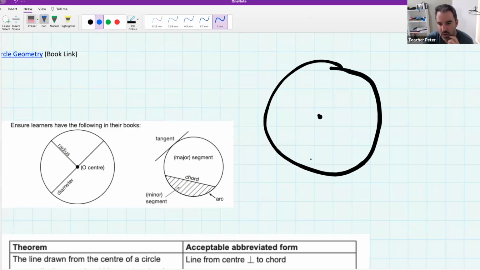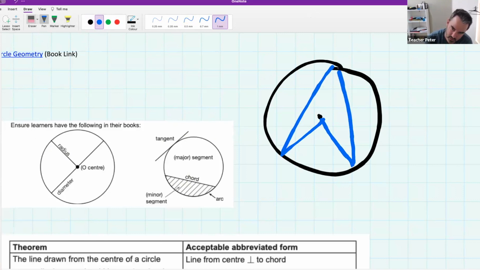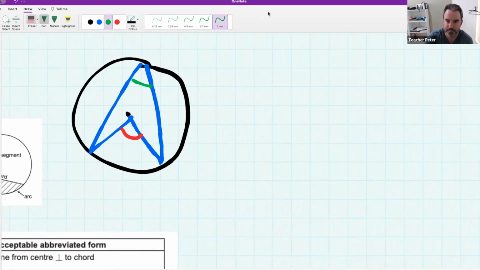Some of the theorems that we dealt with, probably the most popular one, was that the angle at the center is twice the angle at the circumference. So the red one will be twice the size of the green one. So that was an important theorem.